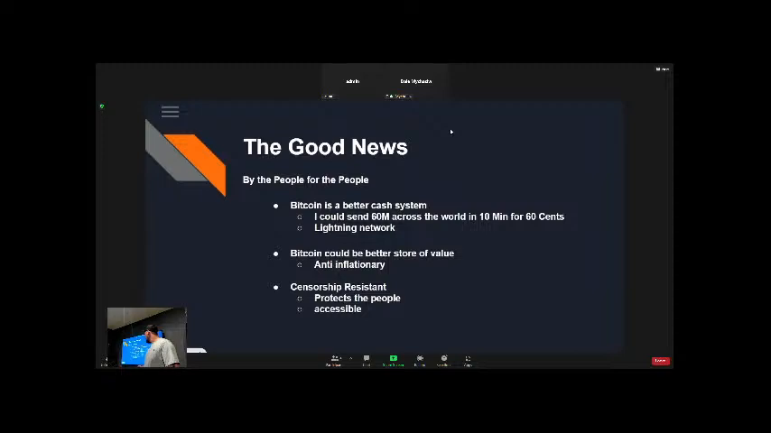Bitcoin could be a better store of value. Obviously, it's anti-inflationary by design. It's engineered to be anti-inflationary. Again, with there only being 21 million Bitcoins that can ever be made, by nature, it's anti-inflationary, so it does the opposite, right? Whereas with fiat, we print. With Bitcoin, it can't be done, and it takes a lot of work to do. So it's censorship resistant, it protects the people, and it's also accessible to anyone with an internet connection and a device. So it's a super solid system.